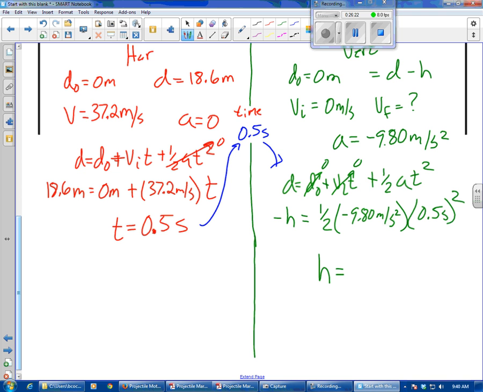Now I can figure out h. 0.5 squared times half times 9.8. I get 1.22 meters. But actually I got 1.225 meters is my answer. And since there's nothing trailing the 5, it should leave the 2 alone. Let's check.